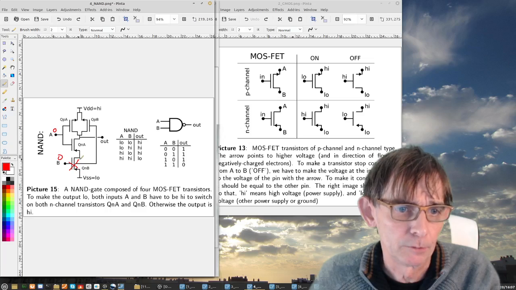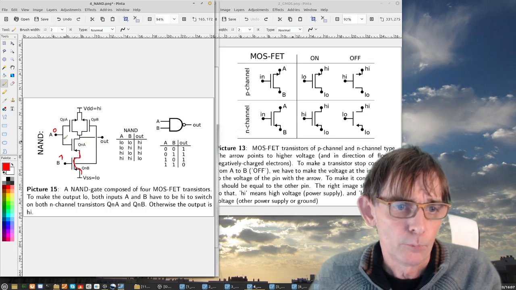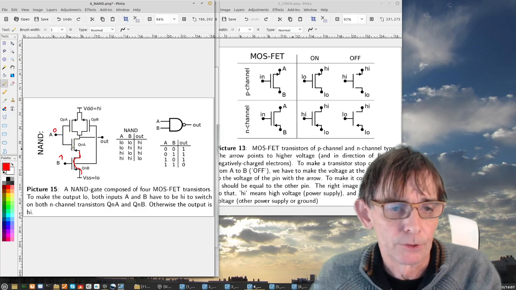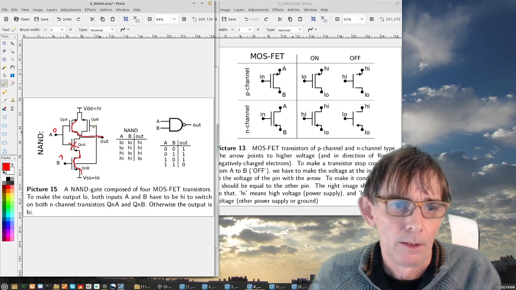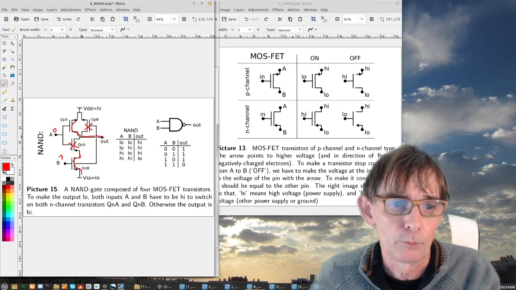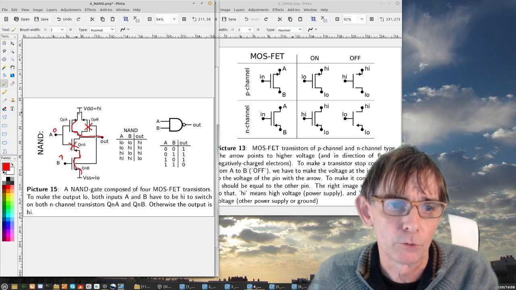Now if I then, for instance, put B here a 1, this one starts conducting. This one starts conducting. That's nice. This one actually is not conducting because it's an N-type transistor. This one actually is conducting, and this one is now not conducting. So what do we have? From out we don't have a path to ground, to 0, but we still have a path to 1.